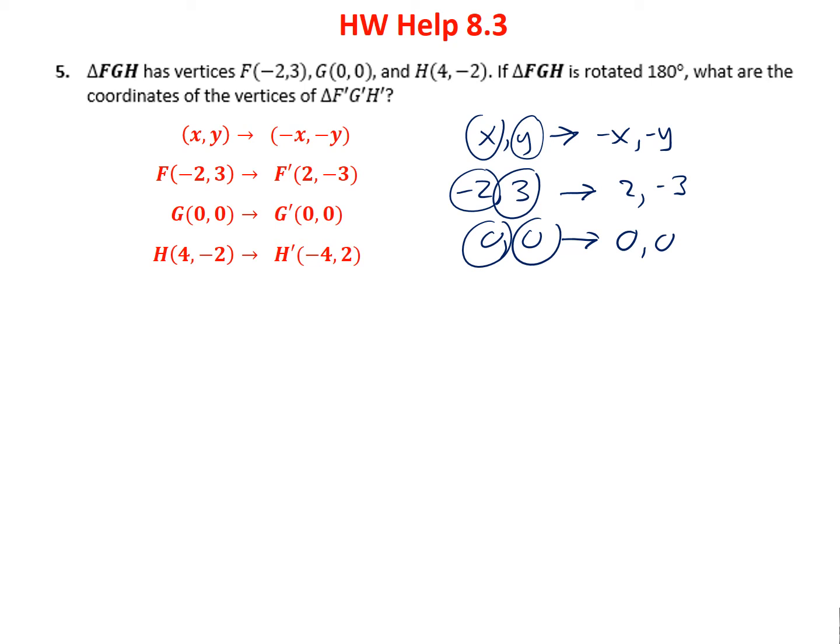And the last one, (4, -2). The opposite of 4 is -4, and the opposite of -2 is positive 2. And so there are the 3 points when I rotated 180 degrees around.